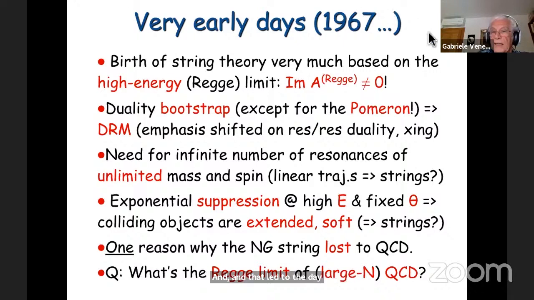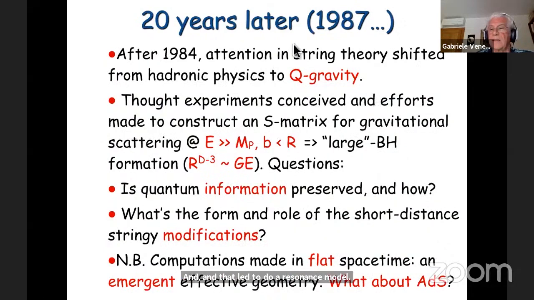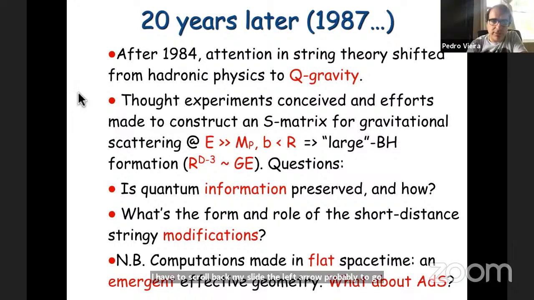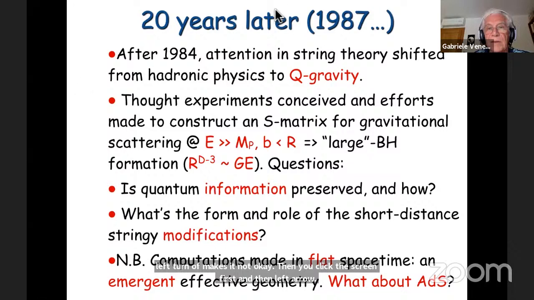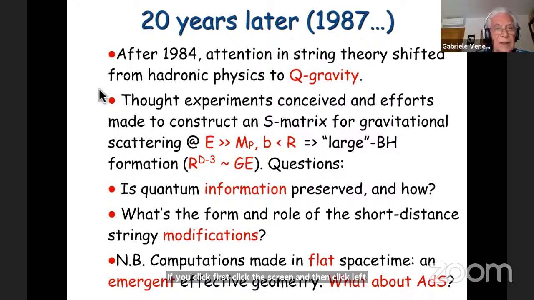However, soon the emphasis, sorry, I can't see the whole screen myself. Okay, now it's okay. How come? I cannot go back. I have to scroll back my slide. Click the left arrow, probably it will go back. Yeah, but the left arrow makes... It's not, okay. Then you click the screen first and then left arrow. Let's see, maybe I will... Oh, how come? Usually it works. Yeah. I don't know why it went ahead. Okay, but maybe I will click left arrow, it should work. If you click the screen and then click left arrow. Okay, let's see. Oh. You are right.